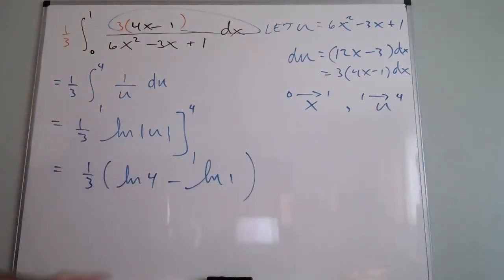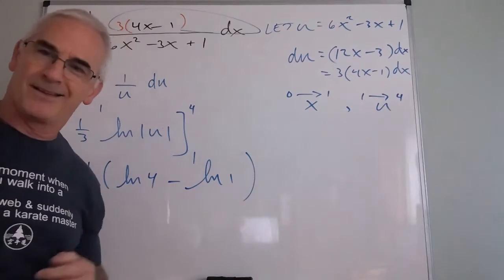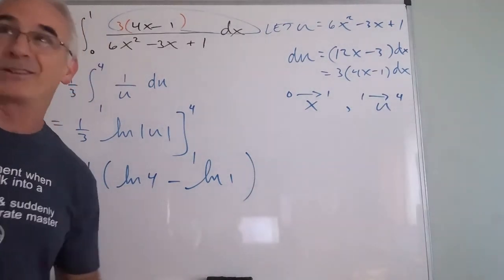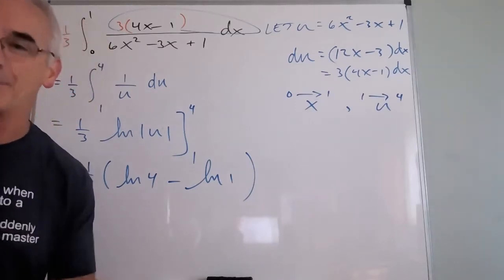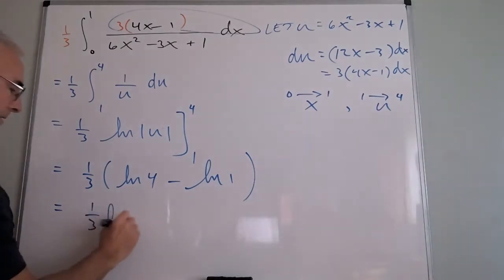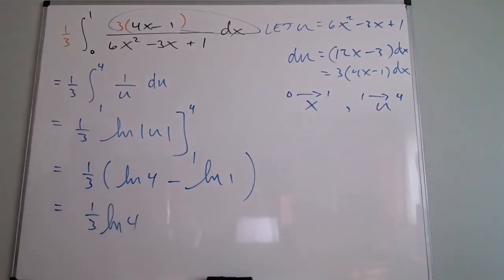I like this answer. Anybody? What's natural log of 1? 0. Yeah, we love log of 1. In fact, log any base of 1. So that means my final answer is simply 1/3 times the log of 4. Now, that is the answer.